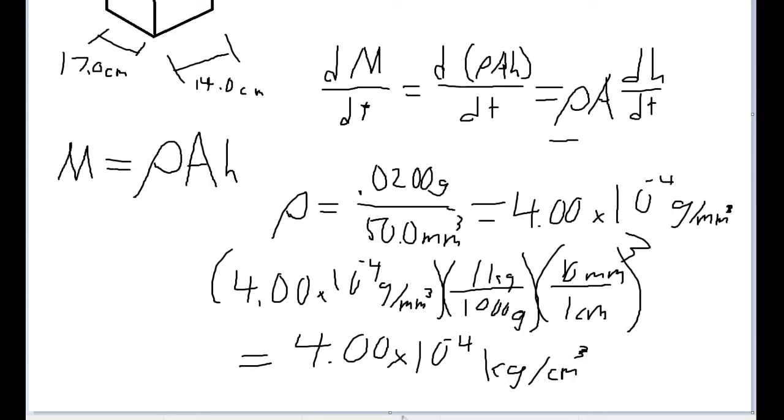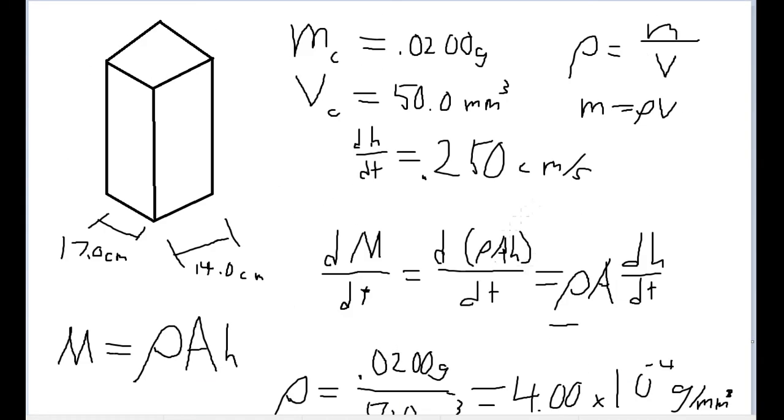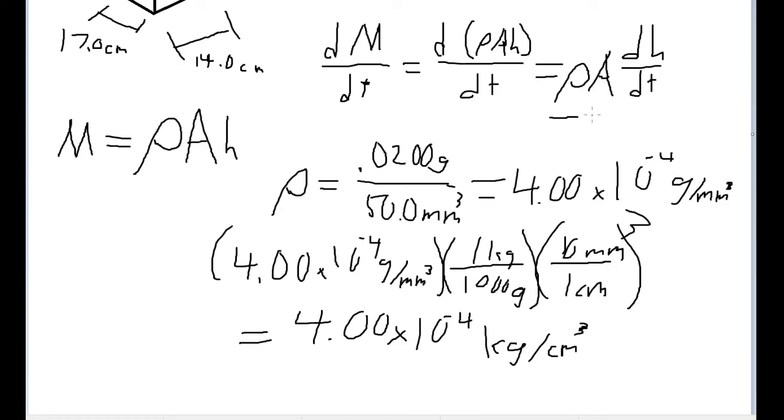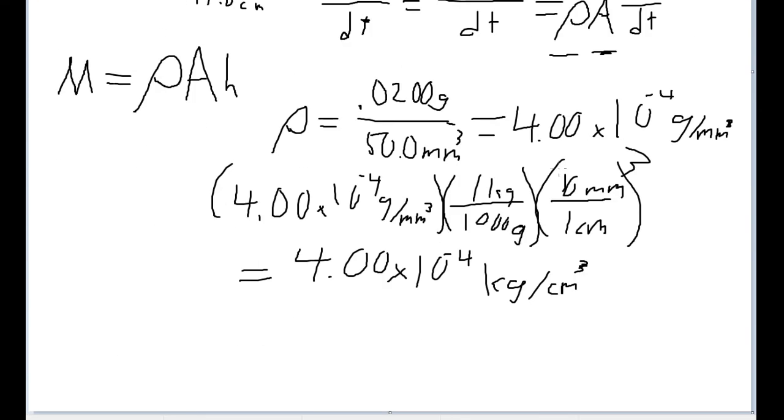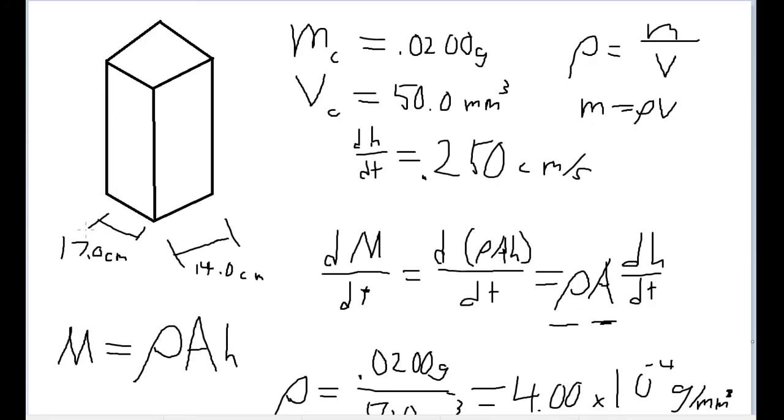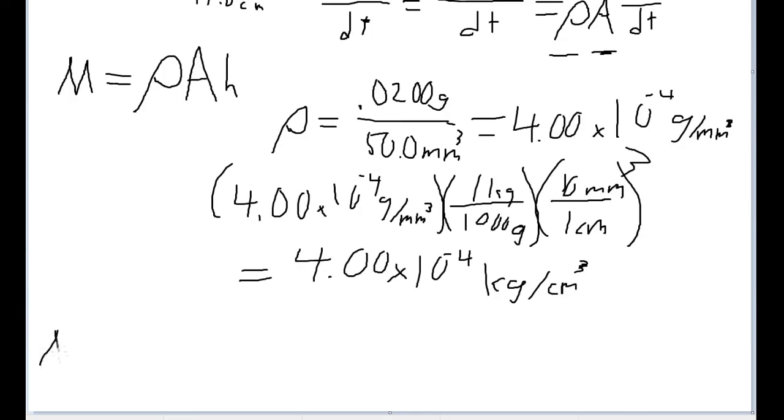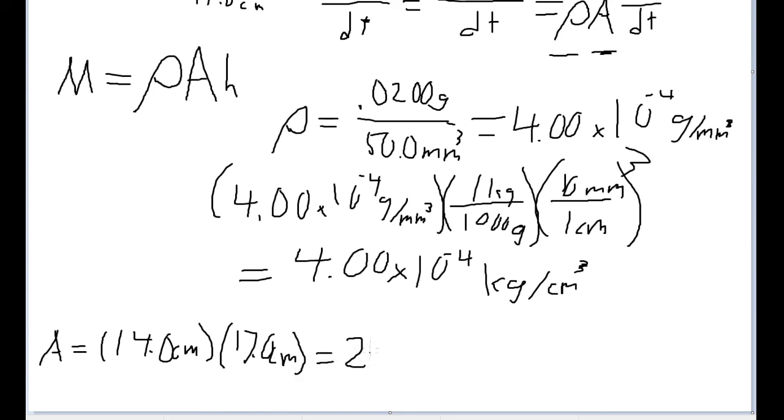That is our density. Now let's try and find the cross-sectional area, the next little component of our formula here. Now the cross-sectional area is going to be pretty easy to find, because the area is just equal to length times width, or however you want to describe that. So it's just going to be 17 centimeters times 14 centimeters. So let's write that out then. So area is equal to 14.0 centimeters times 17.0 centimeters, which is equal to about 238 square centimeters.